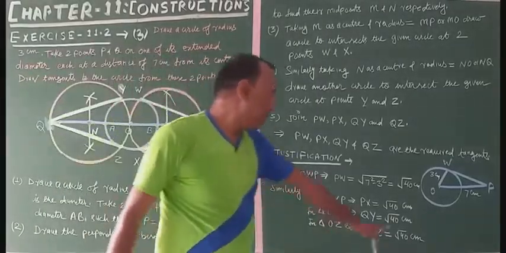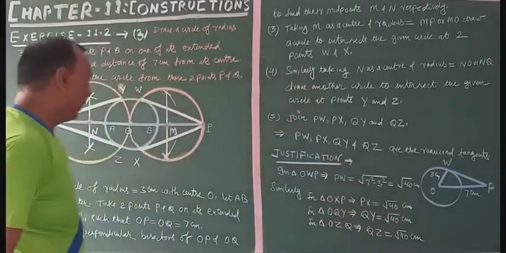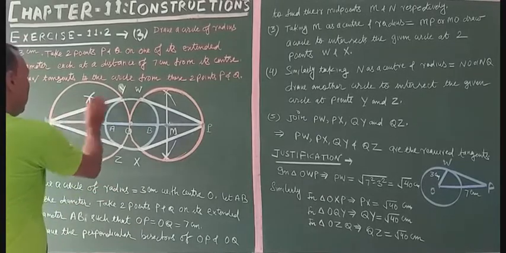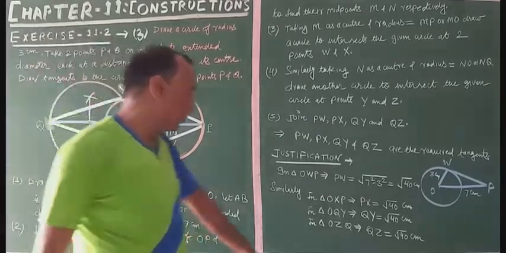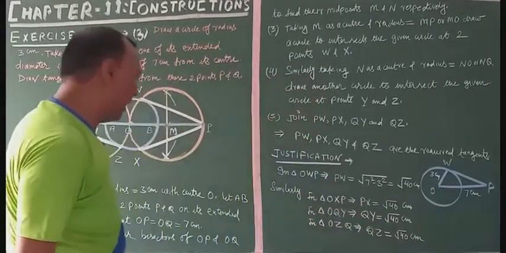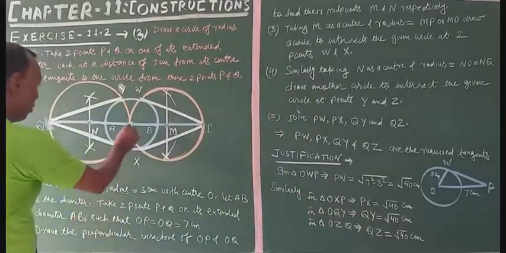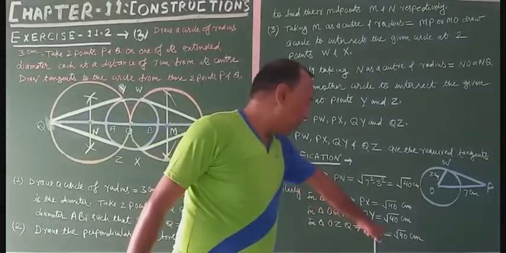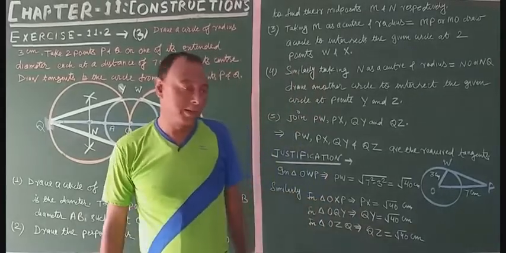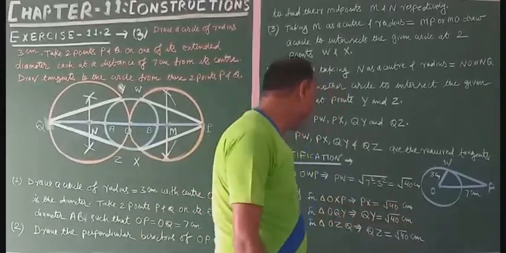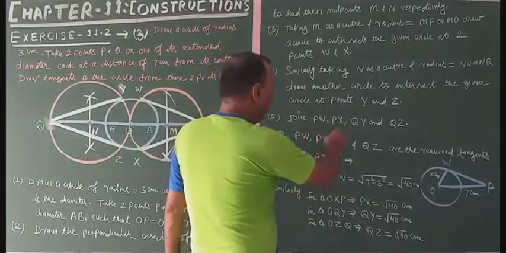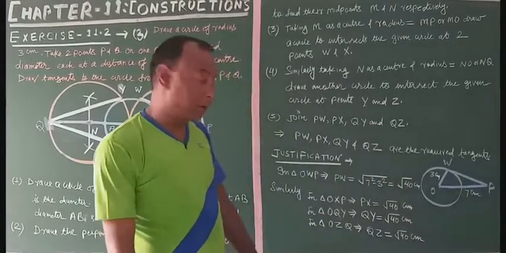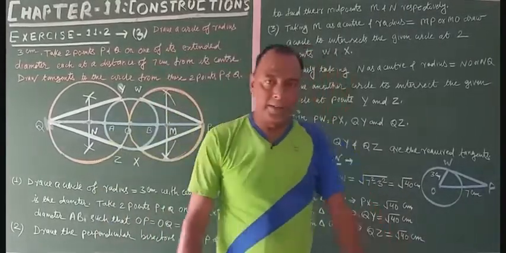Similarly, in triangle OXP, PX can be calculated as root 40 centimeter. In triangle OYQ, QY can be calculated as root 40 centimeter, and in triangle OZQ, this QZ can be calculated as root 40 centimeter. Just see the lengths of the tangents PW, PX, QY and QZ. All are equal. So this question is verified.